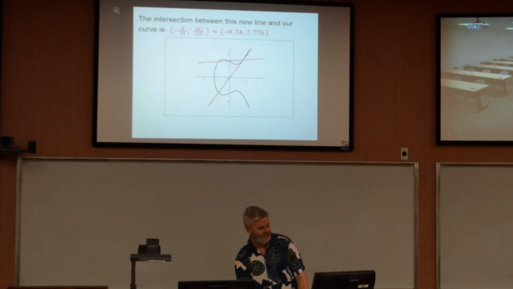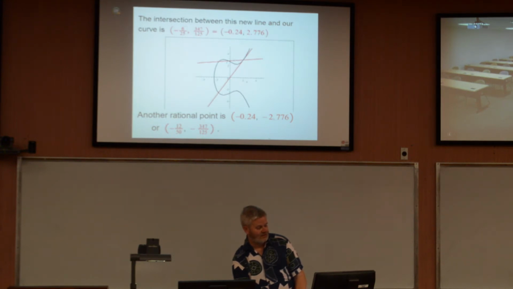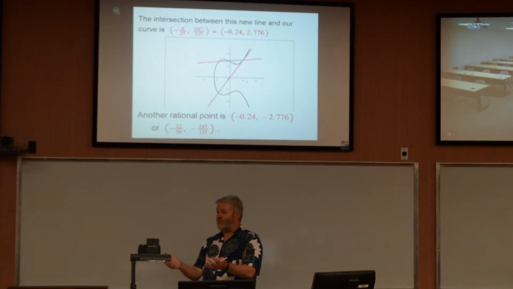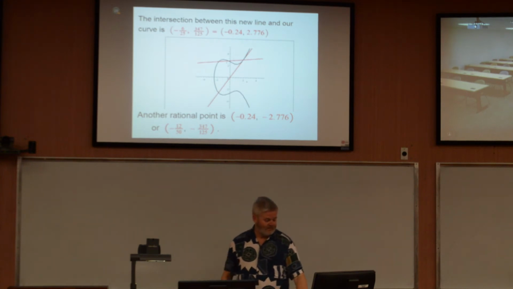And okay, so what we do now, we find another intersection point, which is the reflection down here where y is negative. We just negate the y value again, and that gives us another point on the curve. Okay, so that's basically how the tangent and secant method works mathematically. Okay, so we'll come back to this, we'll talk more about that.